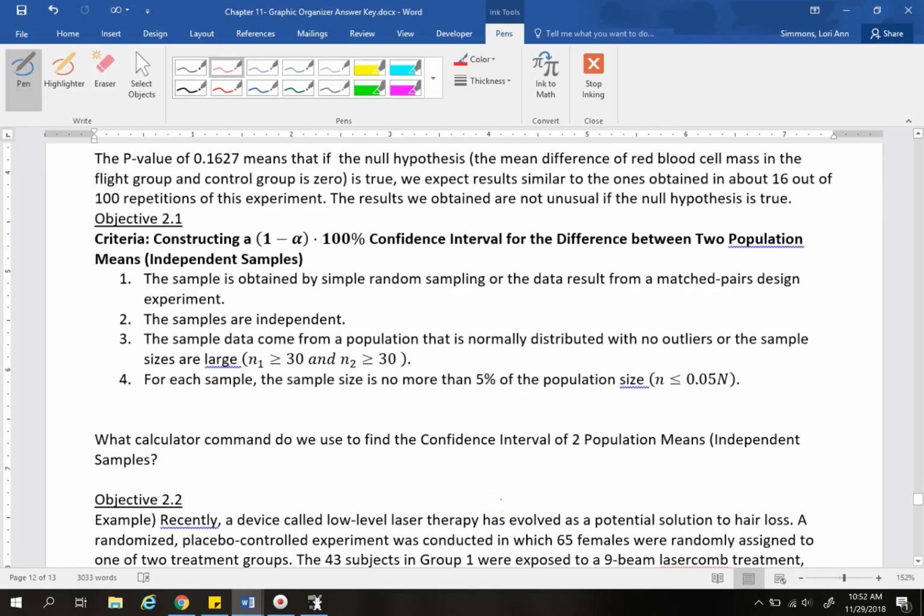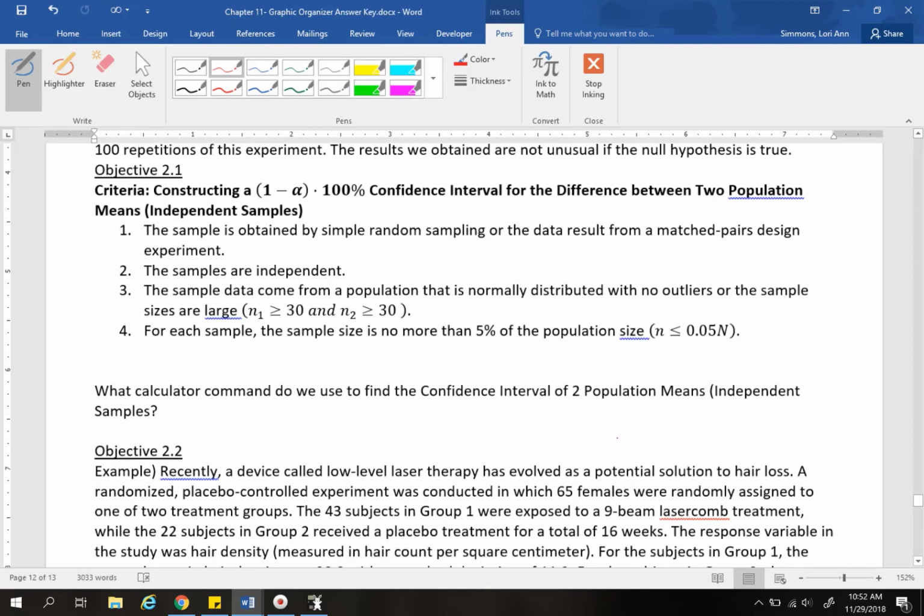All right, so that was hypothesis testing. Now we're going to move on to confidence intervals for two population means that are independent. Again, the 4 criteria are identical as the hypothesis testing. The calculator command that you're going to use to find confidence interval for two population means that are independent is going to be number 19.